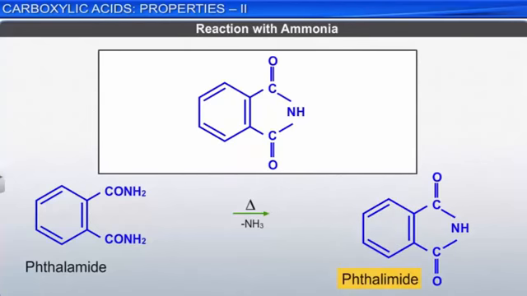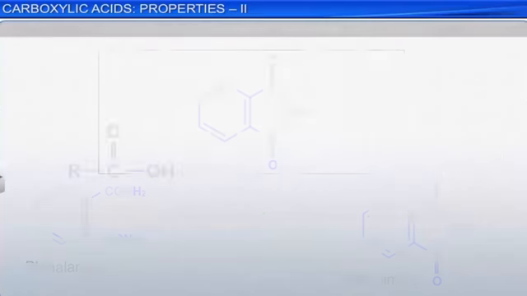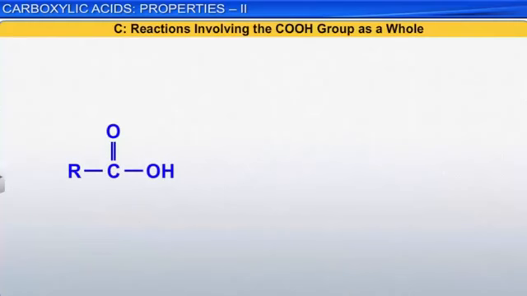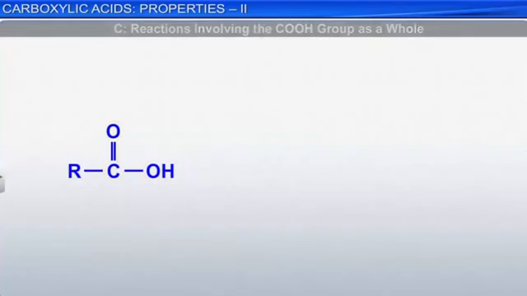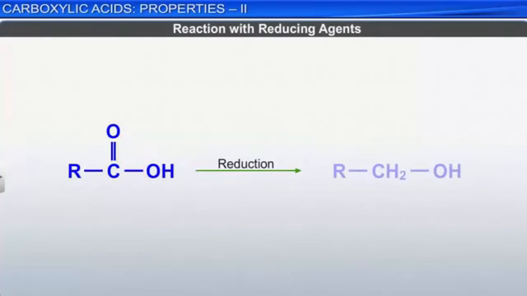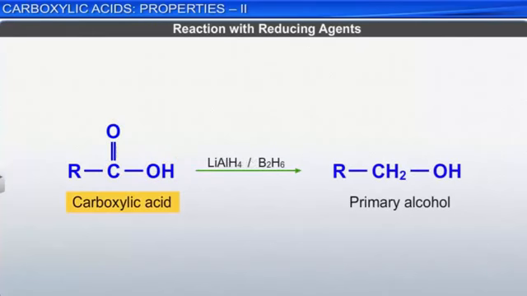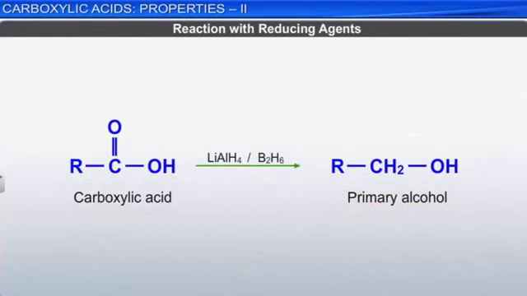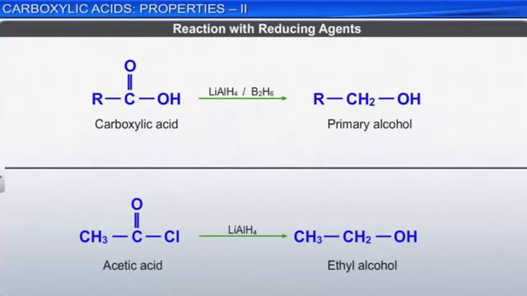Let's look at the reactions involving the COOH group as a whole. The first one is the reduction of the carboxyl group. Carboxylic acids, on reduction with lithium aluminium hydride or diborane, give primary alcohols. For example, acetic acid, on reduction with lithium aluminium hydride, gives ethyl alcohol.